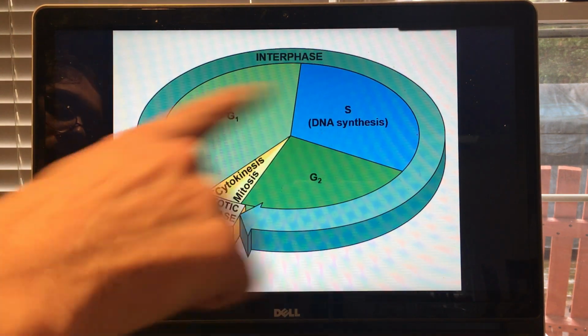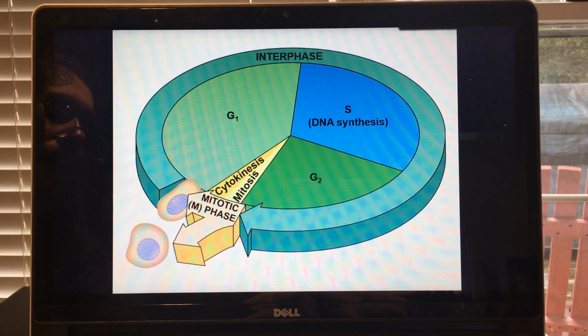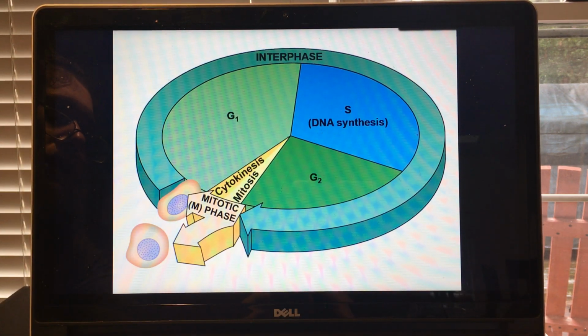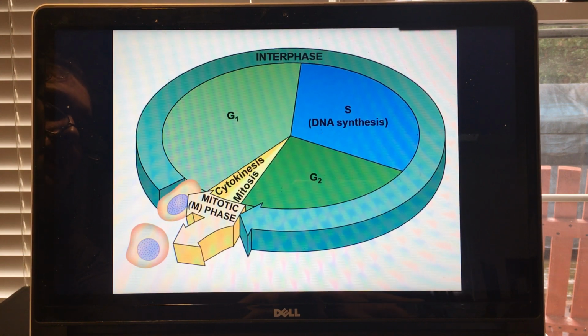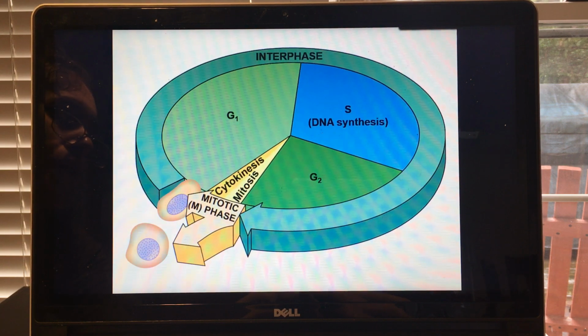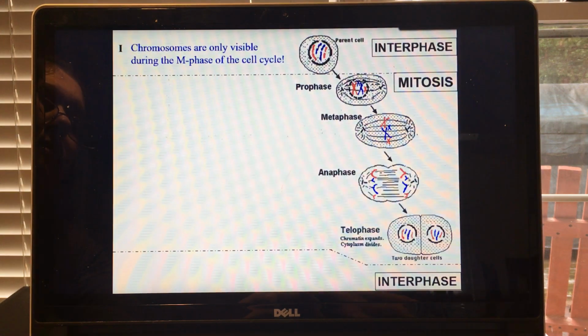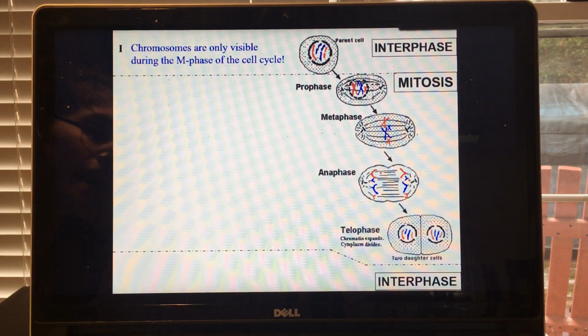So again, where are we in the cell cycle? We are at the mitotic phase. Okay, and there are two parts: mitosis and cytokinesis. Cytokinesis is the division of the cytoplasm, and mitosis is the division of the nucleus. The nucleus divides first, and then the cell divides after, although there is some overlap. All right, so again, chromosomes are only visible during the M phase of the cell cycle.